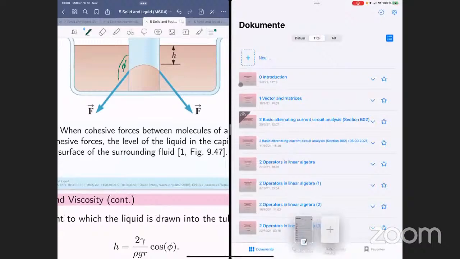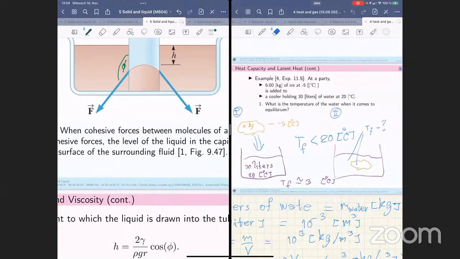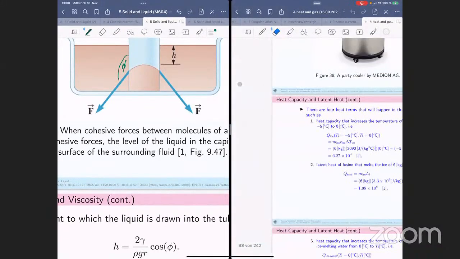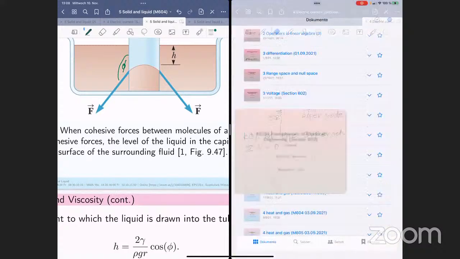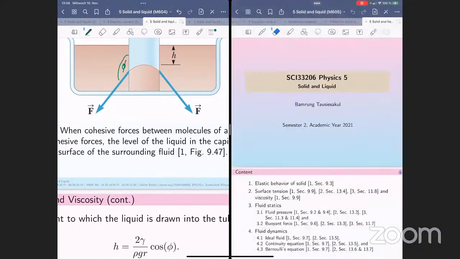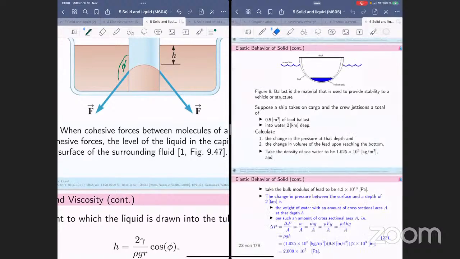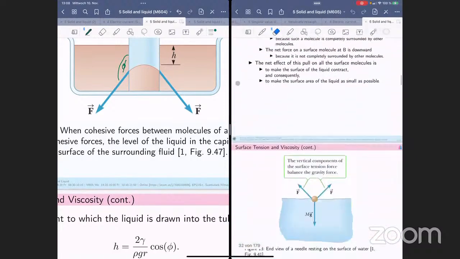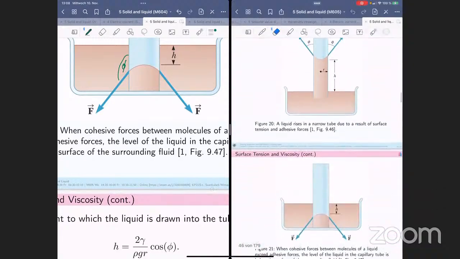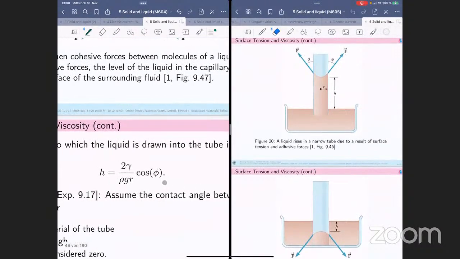The height that you can see in this figure can be expressed in a mathematical way like this.